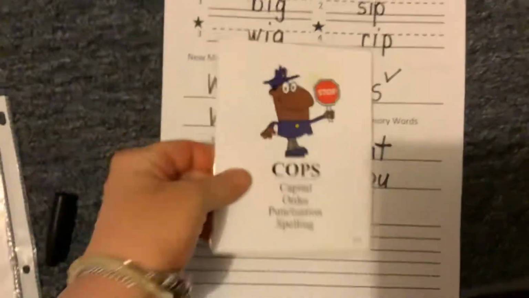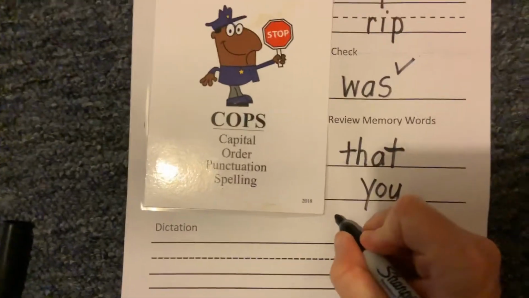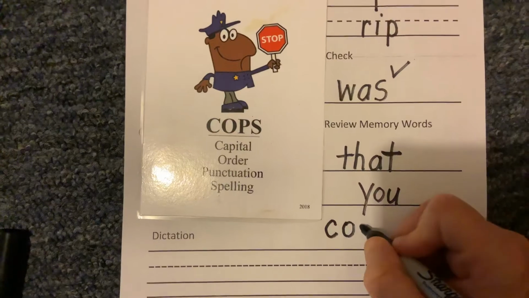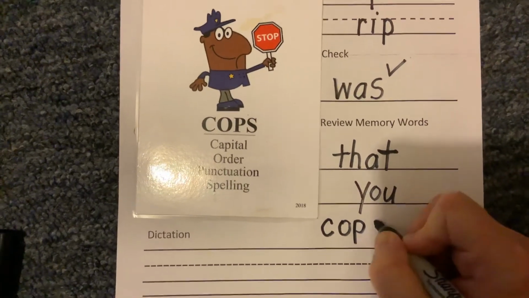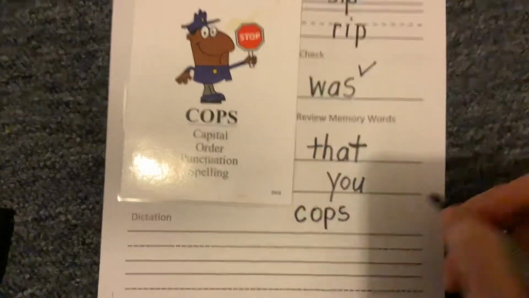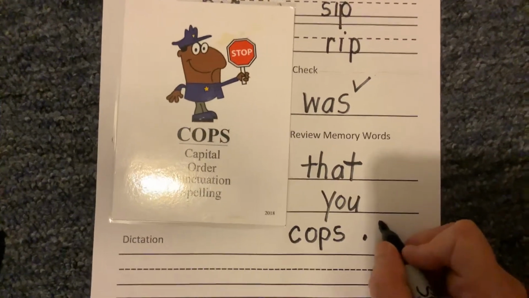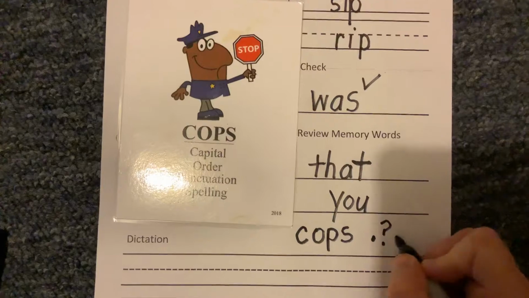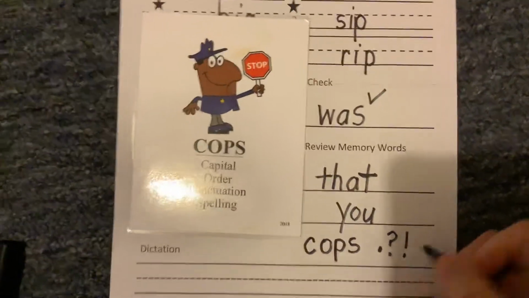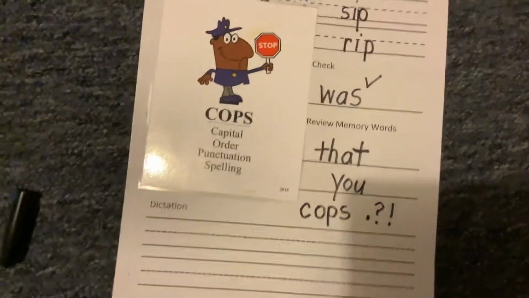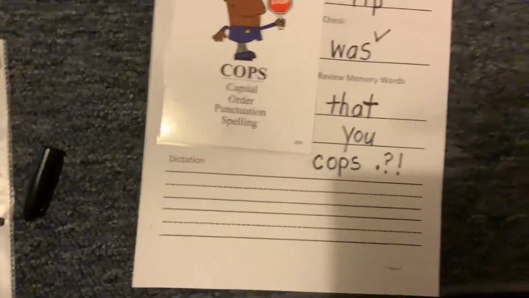All right, we're ready for our sentence. I'm going to get my cups card. I like to write it right here to help remind me. C for capital, O for the right order of words, P for punctuation, S for spelling. Did you write cups on your paper? I like to do my punctuation too. Period for a telling sentence, question mark for a question, exclamation point if we're really needing to change our voice to show expression.